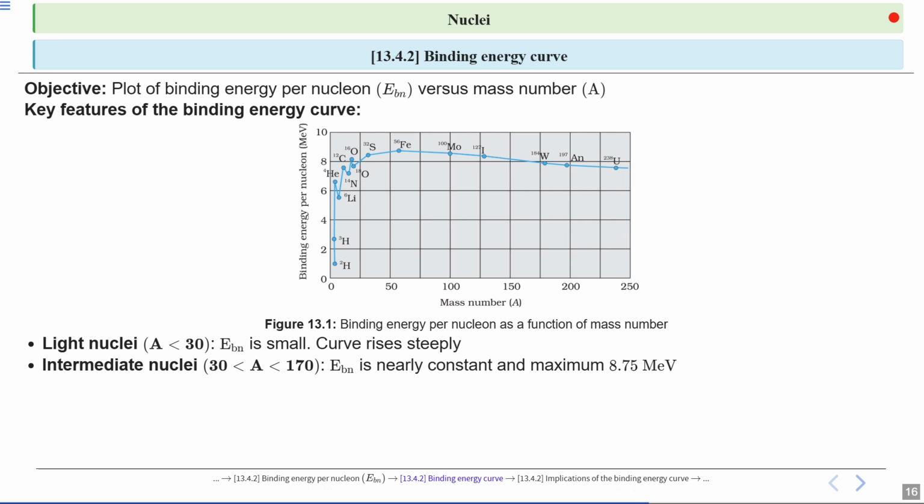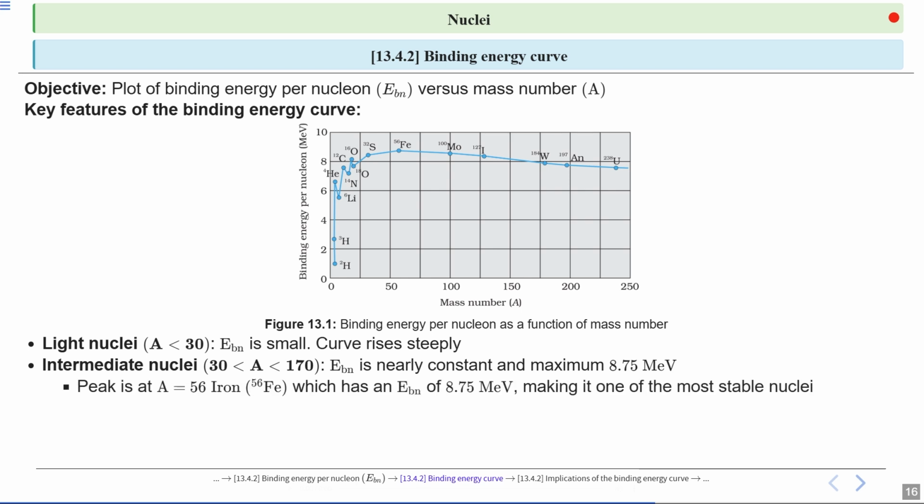Next, let's look at the intermediate nuclei where A is between 30 and 170. In this region, the binding energy per nucleon is nearly constant and reaches its maximum value, about 8.75 mega electron volt. This means these nuclei are the most stable. For instance, nickel and iron fall into this range and their nuclei are very tightly bound. Notice how the curve flattens out here, showing that adding more nucleons doesn't significantly change the stability.